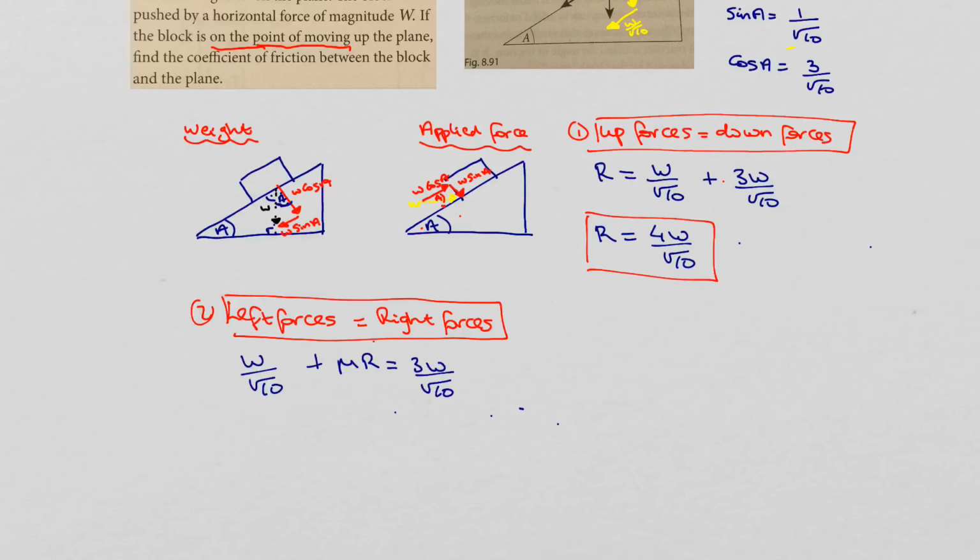But we've already worked out what R is. It's 4W over root 10. So that is mu times R, which is 4W over root 10. If I bring the W over root 10 over, that leaves us with 2W over root 10. Of course, the root 10 is gone, the W is gone, which leaves me with 4 mu equals 2. Therefore mu equals 2 over 4, which is a half. And you have now finished the course.